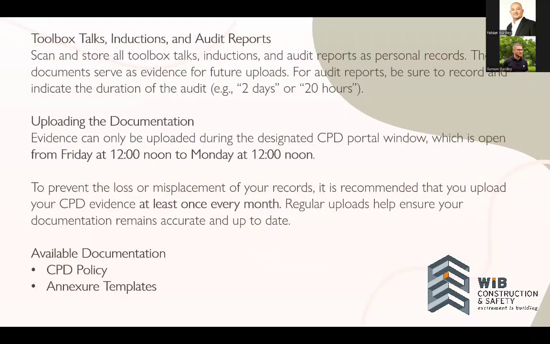So then you can track your CPD statement and how much your CPD record, you can track it on a weekly basis to see where your points are standing currently, so you know exactly what you need to complete. Then your regular uploads help ensure that your documentation remains accurate and up to date.